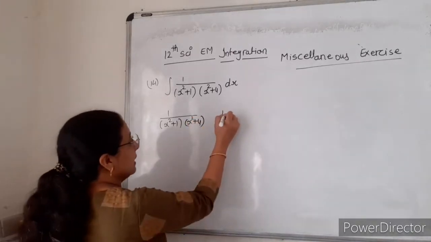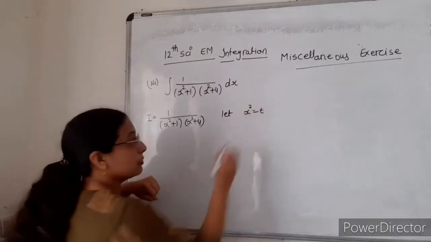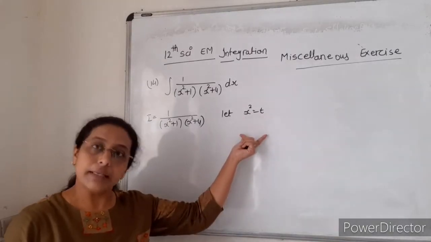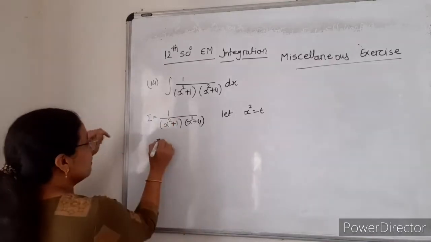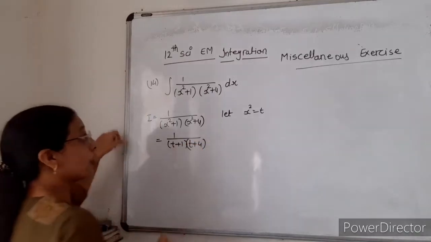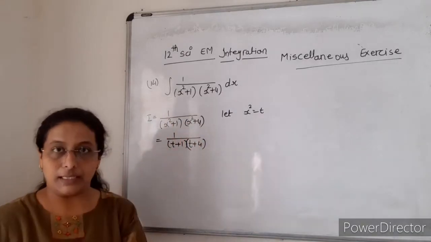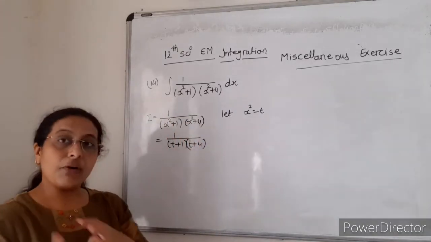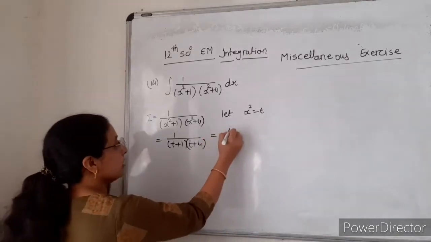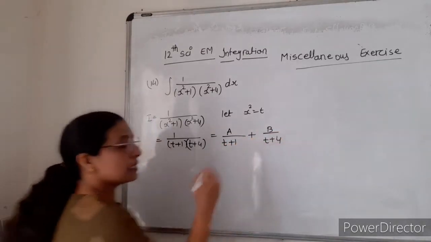In that we will let x square equal to t. Now this is not the integration, so there is no need to find the derivative. So here we will write it like this, 1 upon (t plus 1)(t plus 4), for our convenience. We take it outside from the integration, find out the value of a and b, and then put it over there only. So that is a upon t plus 1, plus b upon t plus 4.